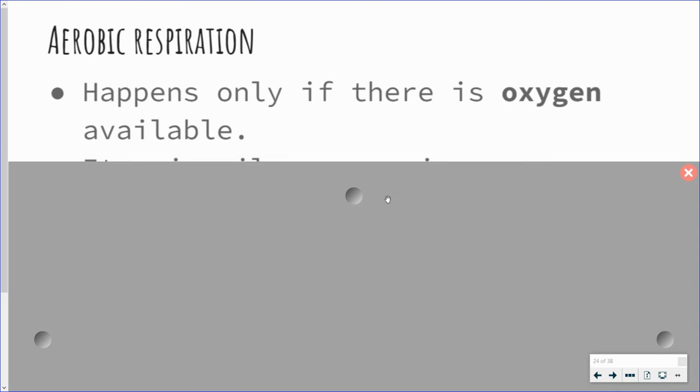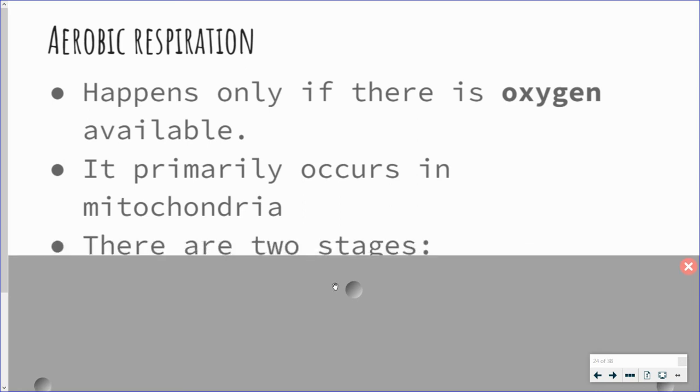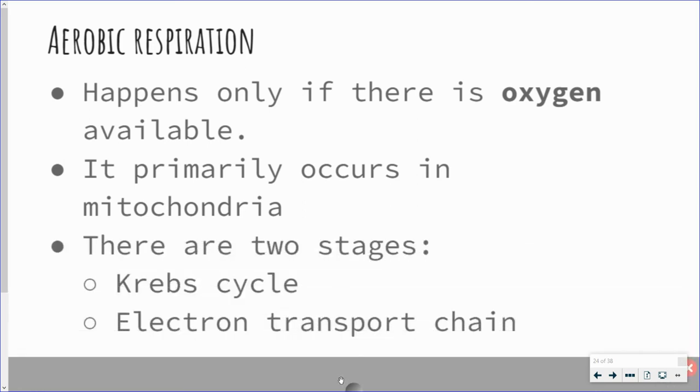And again, aerobic respiration only happens if there's oxygen available. So you have to have oxygen present to do aerobic respiration. Aerobic respiration primarily occurs in the mitochondria. So we move from glycolysis that takes place in the cytoplasm into the mitochondria where the aerobic respiration will take place. And again, there are 2 stages in aerobic respiration. First, you have the Krebs cycle. Then you have the electron transport chain.